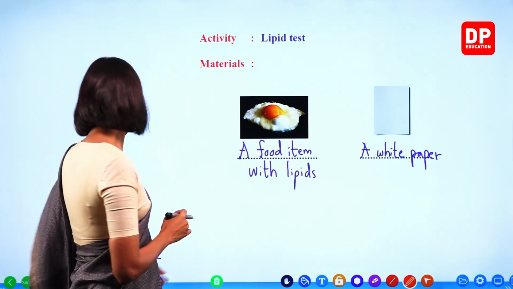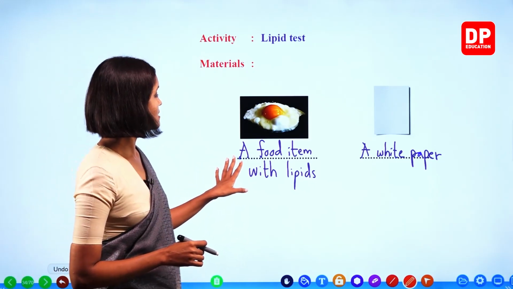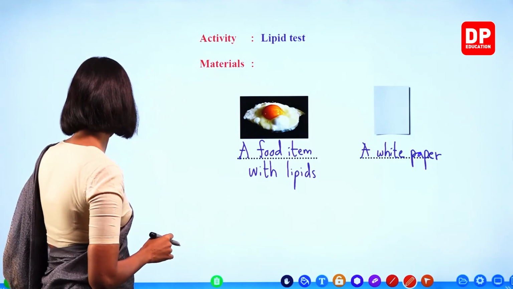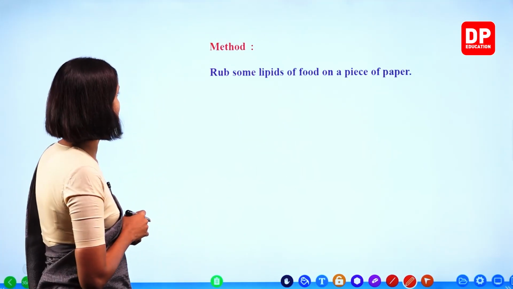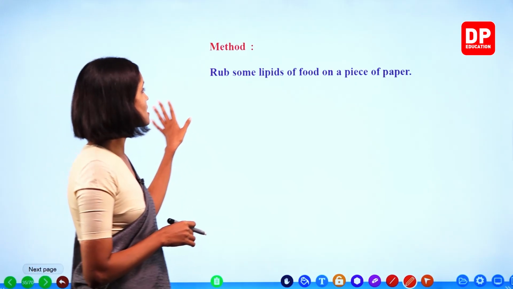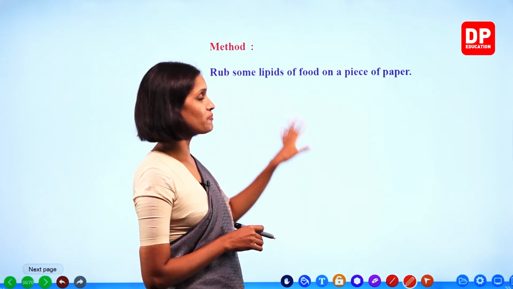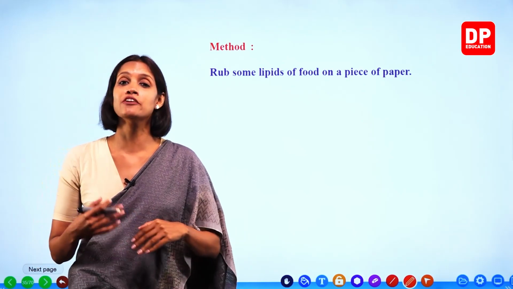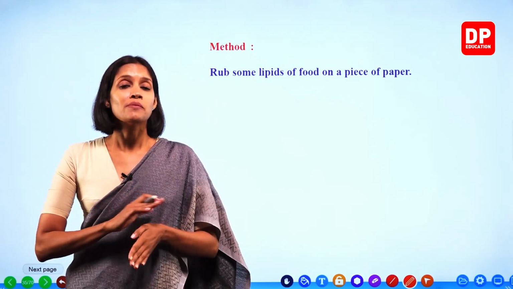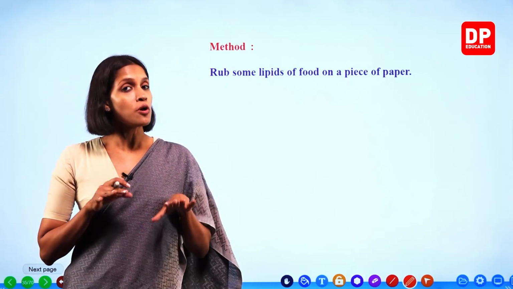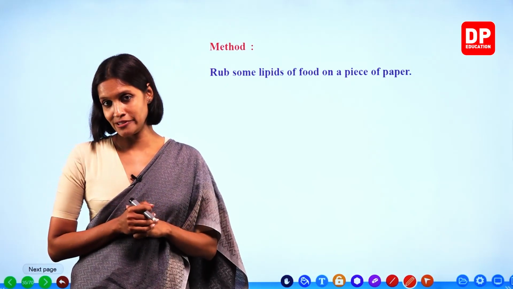Right, children? A food item with lipids and a white paper. Easy to do this activity. We don't have to add any other chemical substance here, right? The method is to rub some lipids of food on a piece of paper. You have to nicely take that food containing lipids and rub it on the white color paper and observe what happens to the paper. Let's do this activity. Right, children?